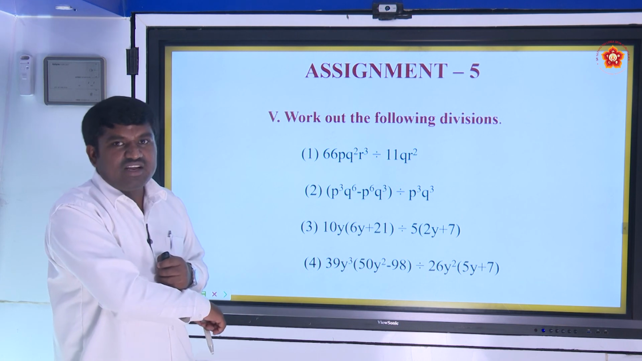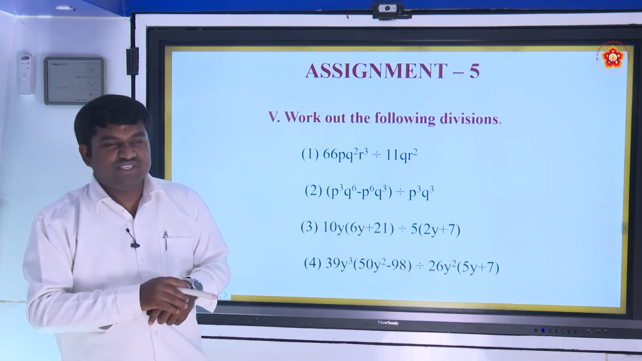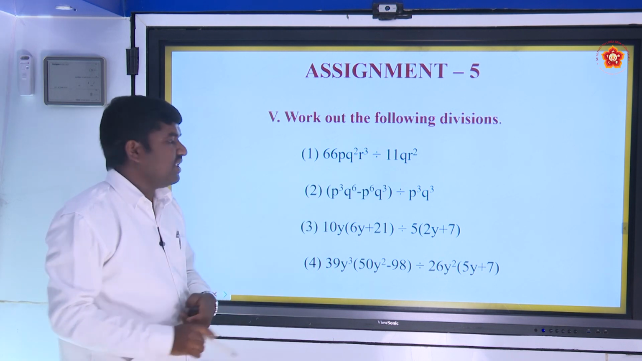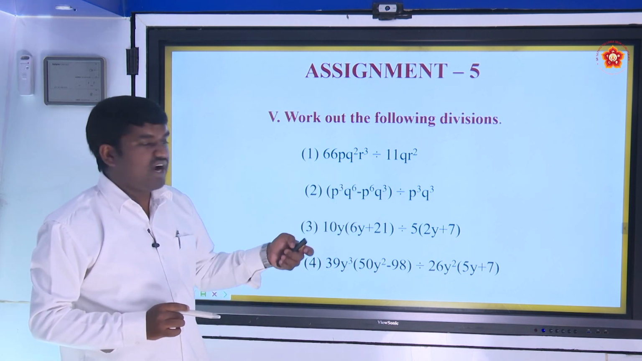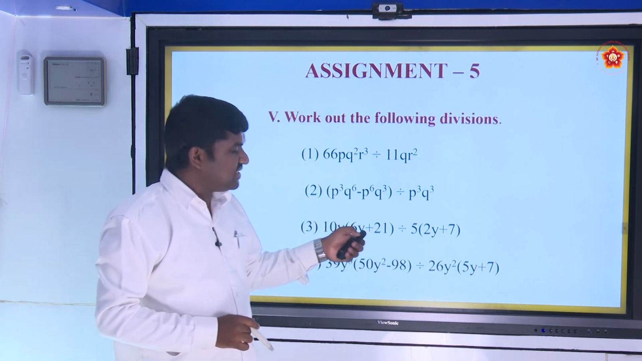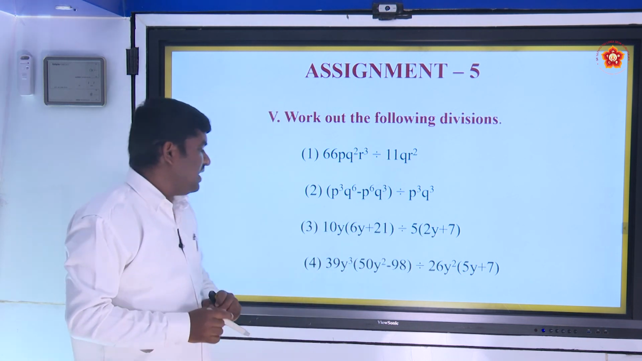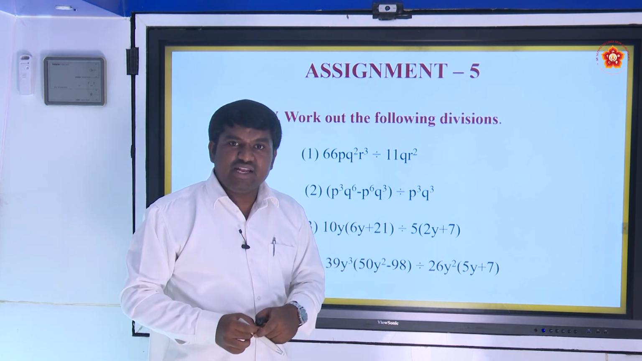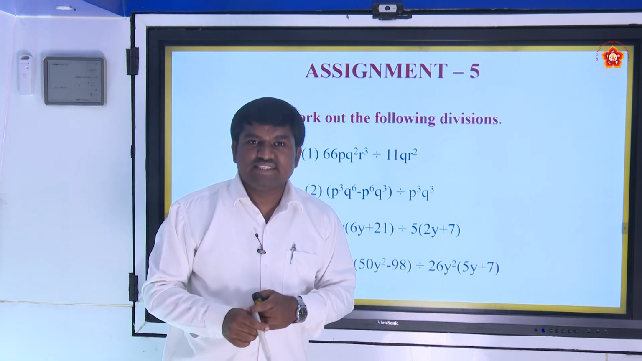To check your understanding, I will give a small assignment. Write the following divisions. See, 66 p q square r cube divided by 11 q r square. Second one, p cube q power 6 minus p power 6 q power 3 divided by p power 3 q power 3. Third one, 10y into (6y plus 21) divided by 5 into (2y plus 7). Next, 39y cube into (50y square minus 98) divided by 26y square into (5y plus 7).